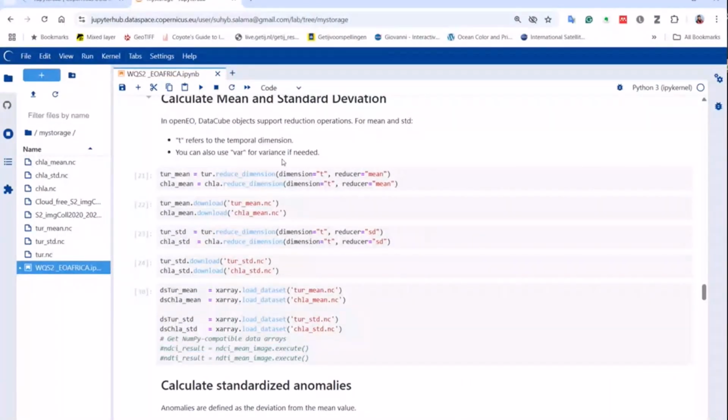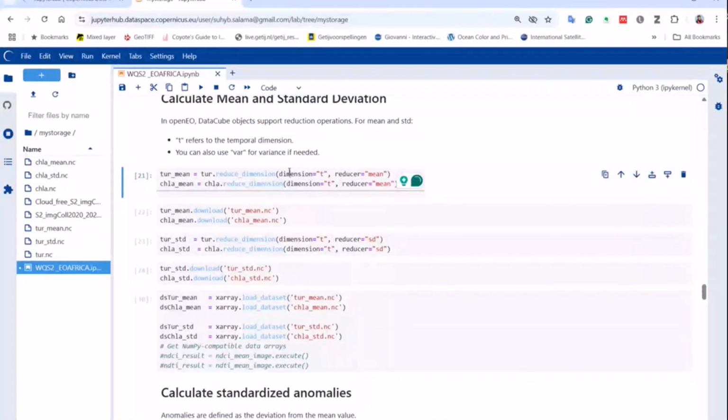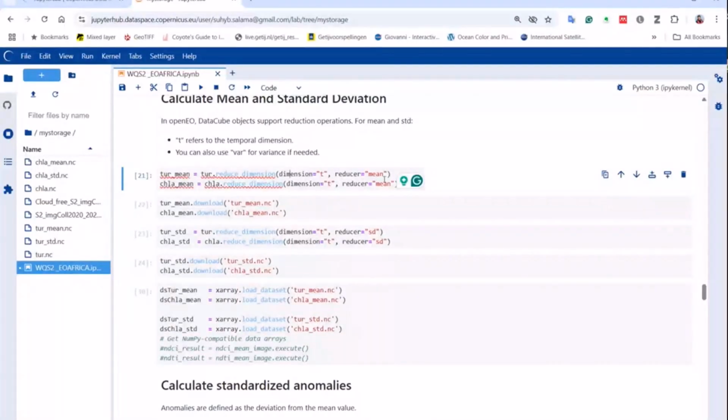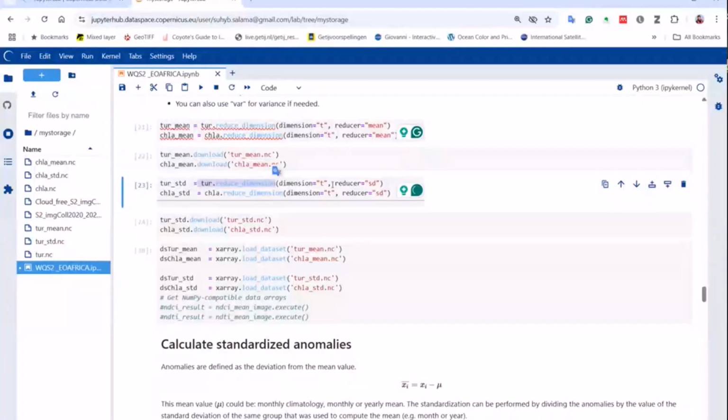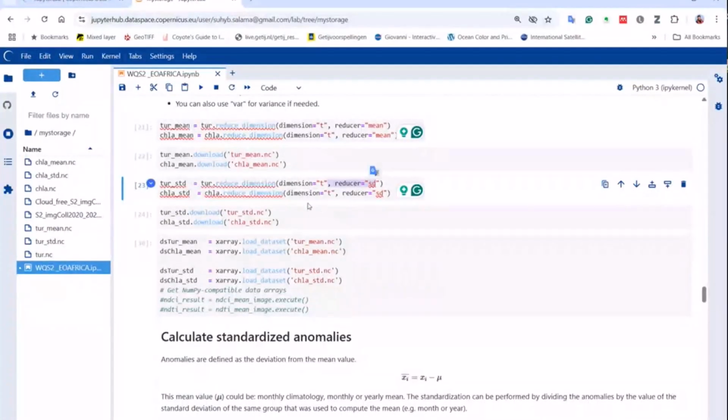I calculate the mean over the whole period, the mean and the standard deviation. You need them later on to calculate the anomaly, which is very easy. You just reduce dimension and you tell it what kind of dimension you want to reduce, which is the temporal dimension, and you take the mean. And you can download them. You can do the same thing, reduce dimension, and tell it to reduce it as standard deviation, and you download this. You need this data later to calculate the standardized anomalies.